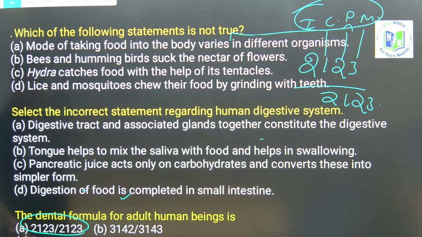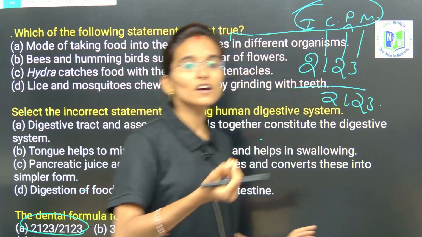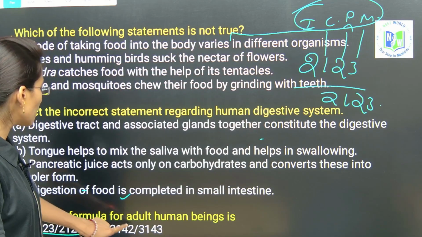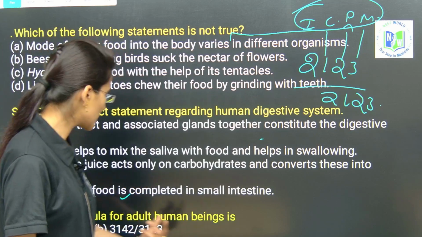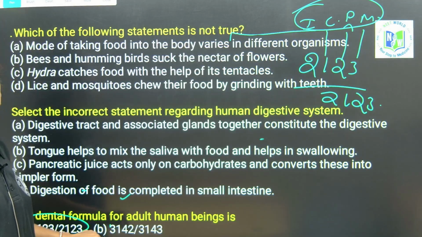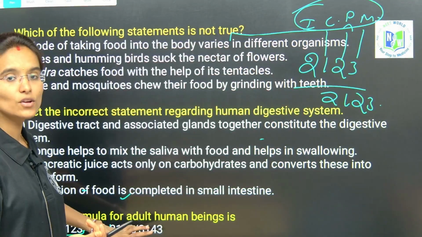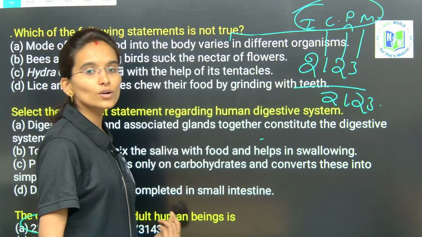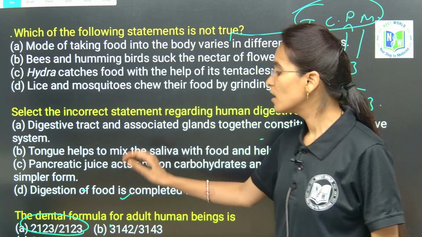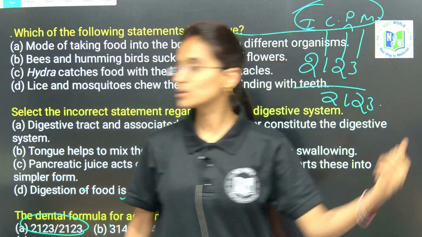Whereas options B, C and D are incorrect because the arrangement of teeth has been given wrong here, my dear students, okay. In option B, 3142 by 3143, it is absolutely wrong. Actually we have only 2 incisors, but here he has given 3. So this is wrong. The canines are only 1, okay. Here it has been given 1, but actually the incisors are 2, not 3, my dear students. So the remaining 3 options are wrong. Option A is the right one, which is the adult human dental formula, 2123 by 2123, okay.